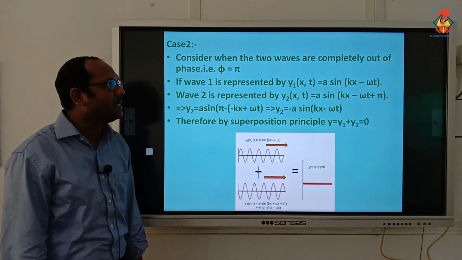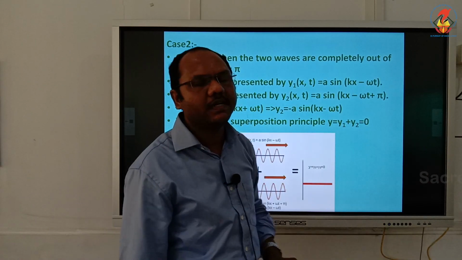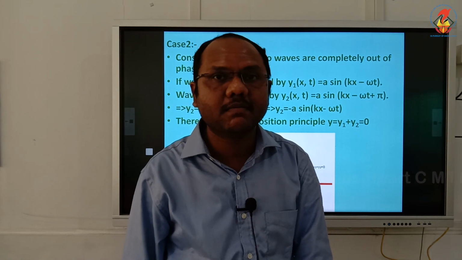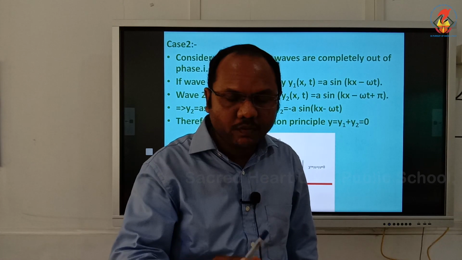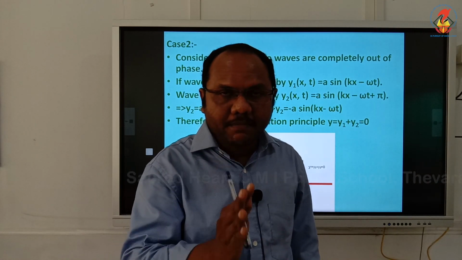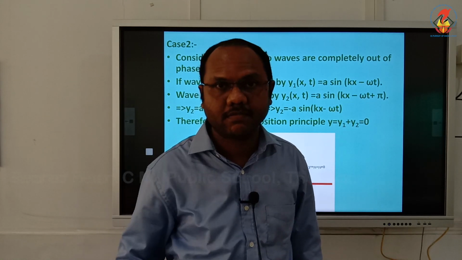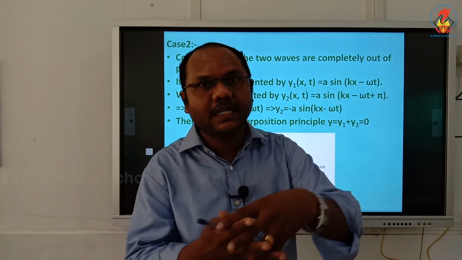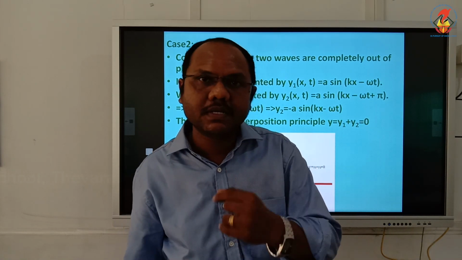Now see the second case, when two waves are completely out of phase. Completely out of phase means the phase angle between them is 180 degrees. If the phase angle between two waves is 180 degrees, that means crest is meeting with trough. So if crest meets trough, what happens? The wave will be nullified and the amplitude will be 0.